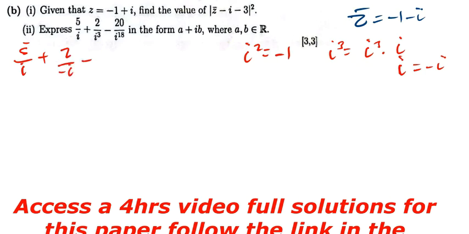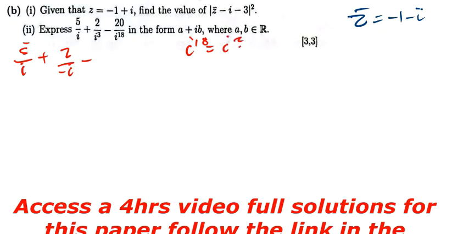Now let's go ahead and also do i to the power 18. So i to the power 18, you can bring i squared 9 times if you want. Yeah, but 9 times is going to be easy. So 1, 2, 3, 4, 5, 6, 7, 8, 9.